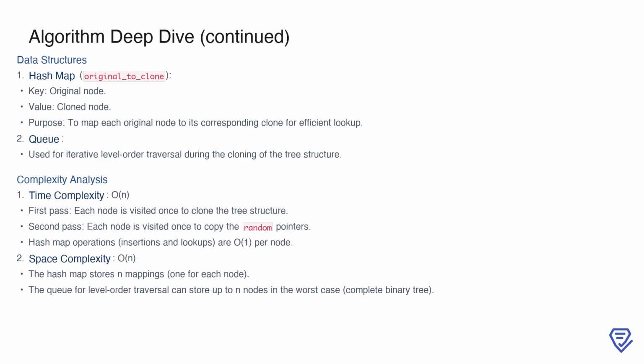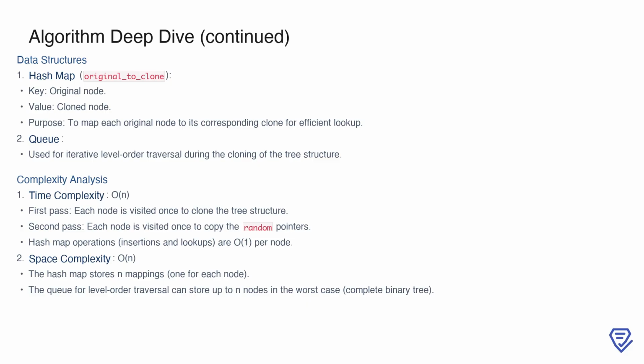The algorithm relies on two primary data structures. First, the hash map, which maps each original node to its corresponding clone. This allows us to perform constant time lookups when resolving random pointers. Second, the queue is used for the level order traversal during the first pass, enabling us to clone the tree structure iteratively.